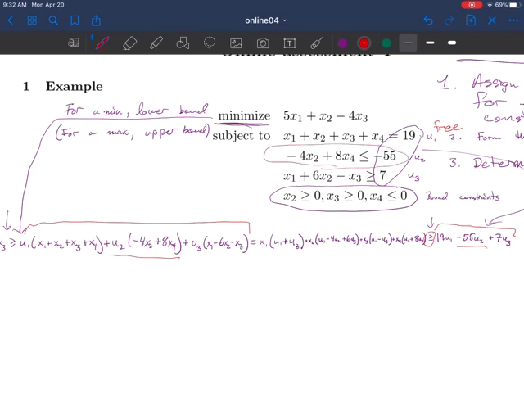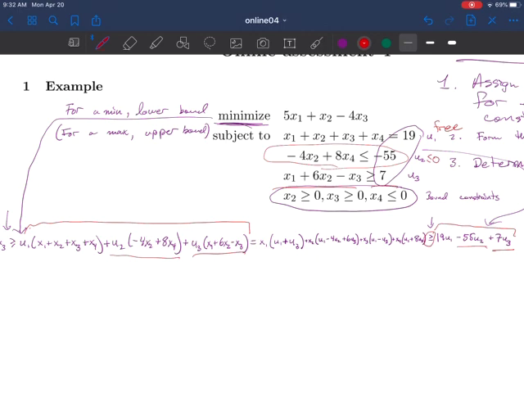Now I go to the next constraint here. It's the u2 multiplied by the minus on each side of this: minus 4x2 plus 8x4 less than or equal to negative 55. Well, that's going the wrong direction. So if the u2 is positive, this is going to be less than or equal to. That's not the correct form. So the u2 cannot be positive. So I have to make sure that it's less than or equal to 0.